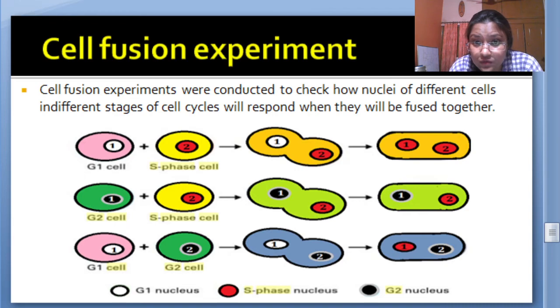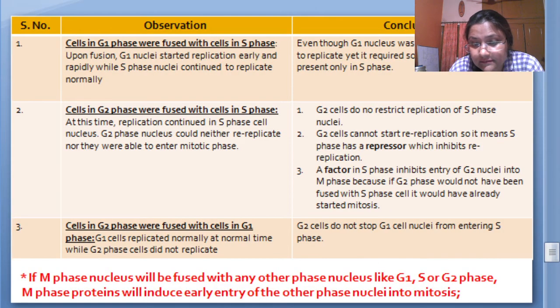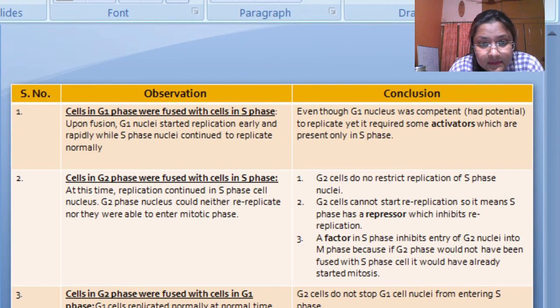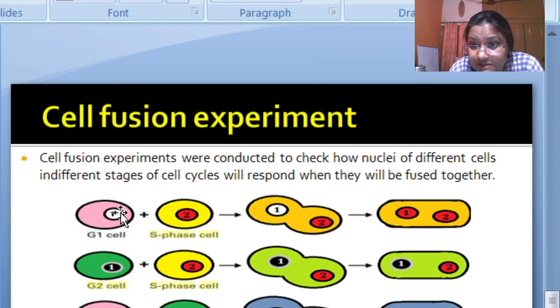Now let us conclude this experiment. This was the conclusion. Cells in G1 phase were fused with cells in S phase. What happened? This was the first observation. We are talking about this observation, G1 cell plus S phase cell.